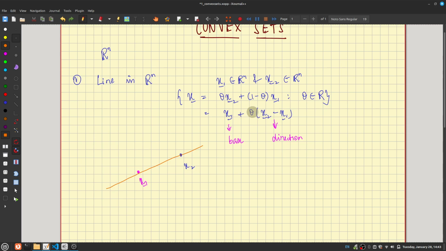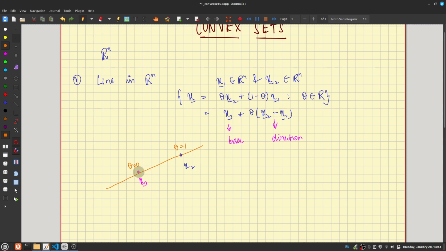If let's say I take theta equal to 0, what do I get? It's just x1. So for theta equal to 0, I get this point x1. If I take theta equal to 1, then what do I get? Substitute theta equal to 1 in here, I get x2, right? So as you vary theta from 0 to 1, it essentially interpolates between x1 and x2. But again, I have no other restrictions on theta except that it's a real number.